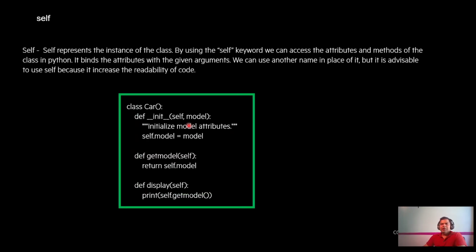Again, another term to understand the class is the self. We'll keep using it again and again. But what is it? So self is representing the instance of the class. It is just going to bind the data and the method and provide the mechanism inside the class to access the existing members and the methods.